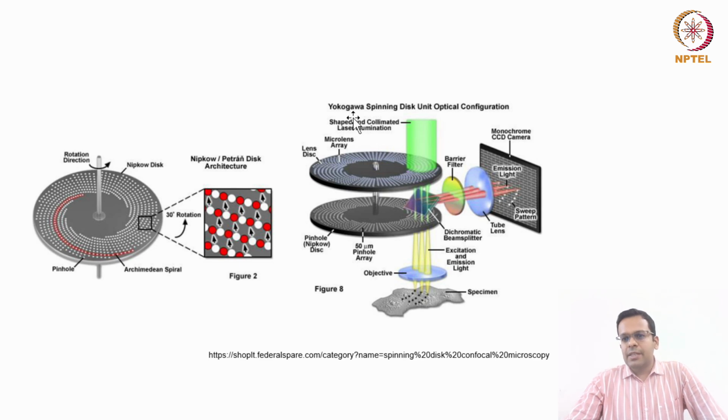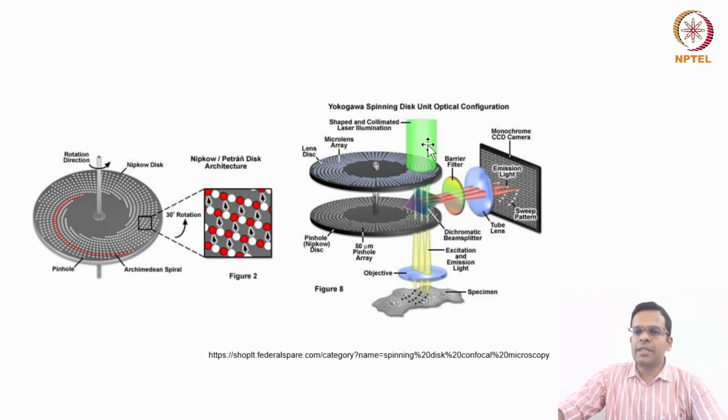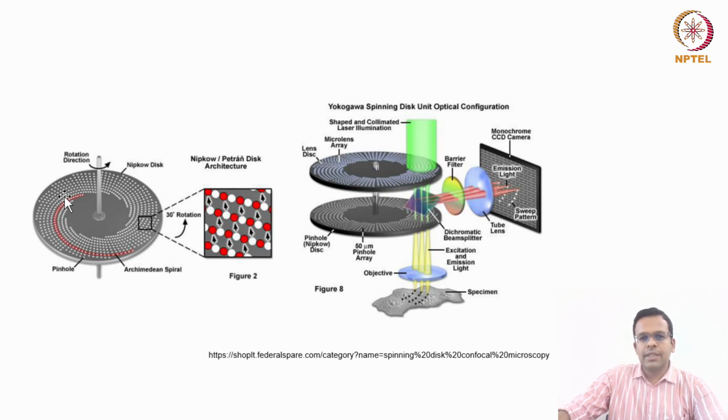Initially this technology was designed as the Yokogawa spinning disc. The disc that you are seeing, with multiple holes, is known as the Yokogawa disc because it was developed by a Japanese scientist named Yokogawa. So how does this work? This disc rotates very fast, and because of that, let's say this is your specimen, it will illuminate multiple points simultaneously instead of a single point as in the regular confocal microscope. Now see how the light path works.